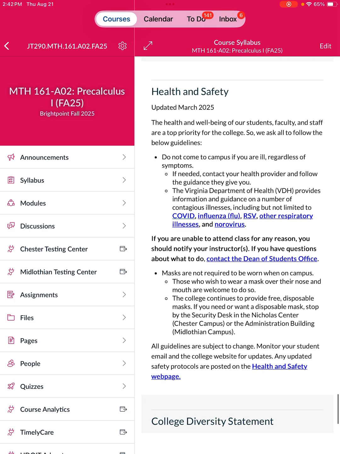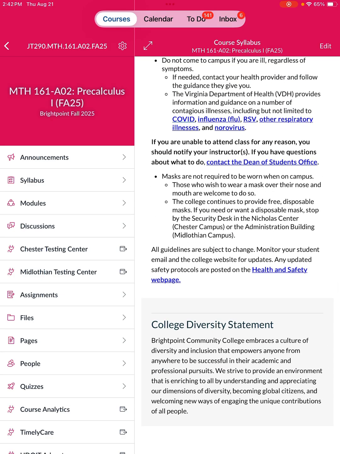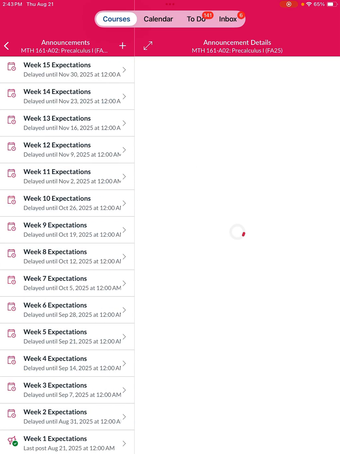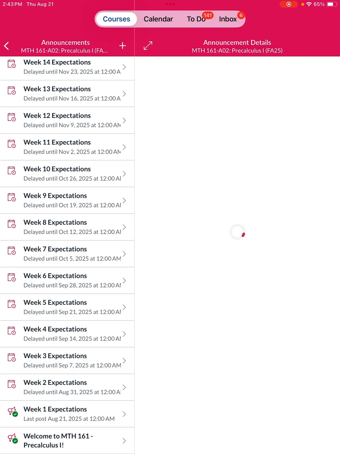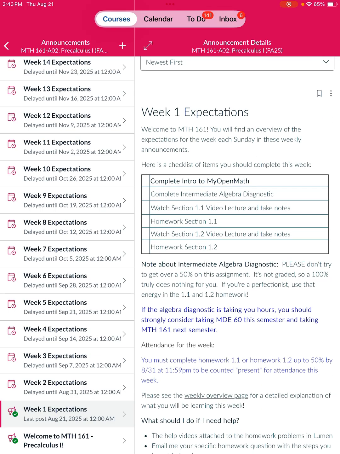The health and safety stuff doesn't really apply to you because we're an asynchronous course. So now, in the announcements, there is an announcement every week. These are not posted yet. But you can see the week 1 expectations. This is where you will find what I would like you to complete for attendance. It's very straightforward. It's complete one of the 2 homeworks up to 50%. The first week's a little different because we do have 2 introductory assignments.